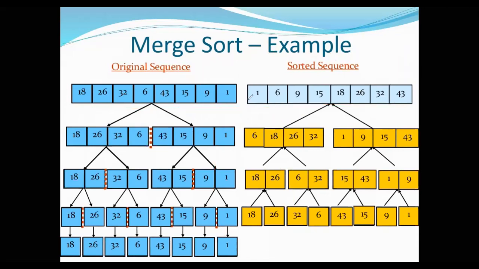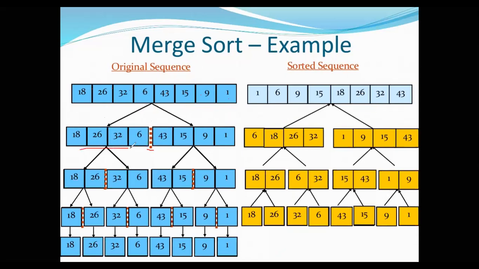We will divide the array into small parts until the array becomes the size of 1. So what is the size of this array? 8, right? 1 2 3 4 5 6 7 8. So we will divide the array into 2 equal parts, 4 and 4. This is my first array, this is my second array. So we have divided the array into 2 parts.